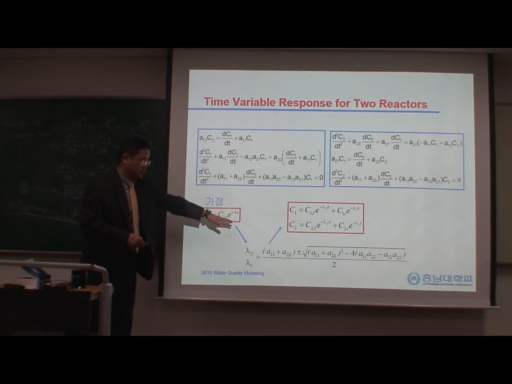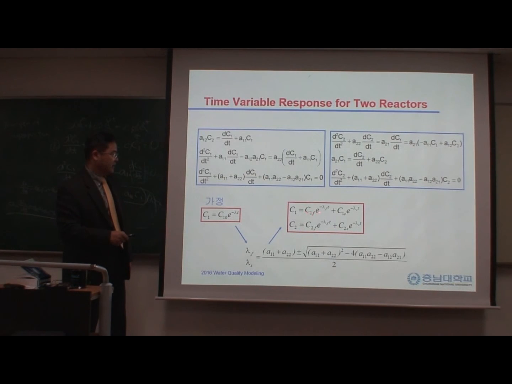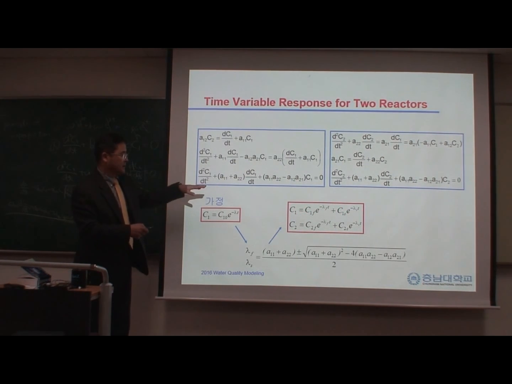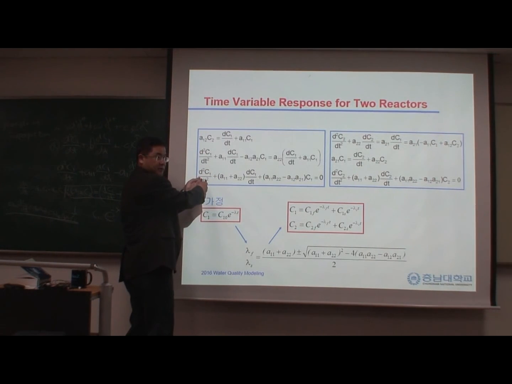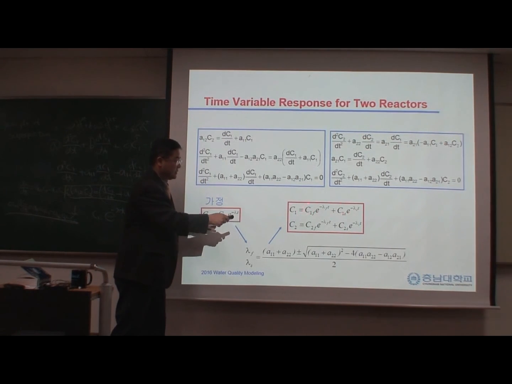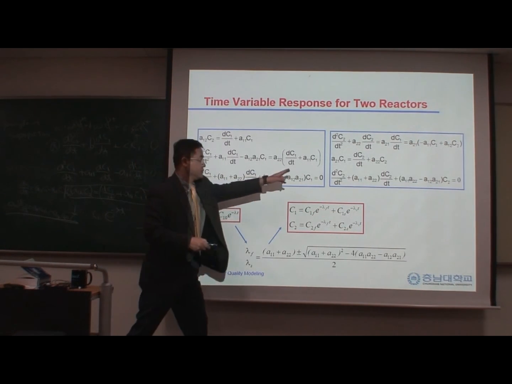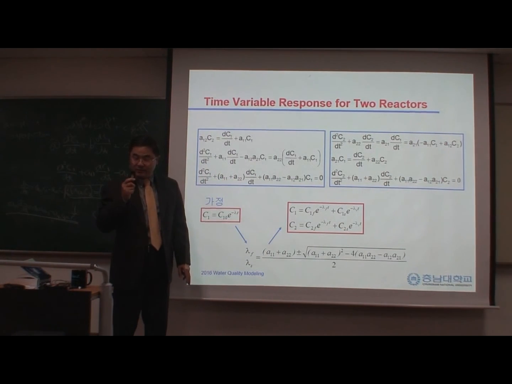I want you to show this procedure, and then once you have this like that, I want you to put this back into this equation and show me these two can become 0. Okay? That has to be true, okay?